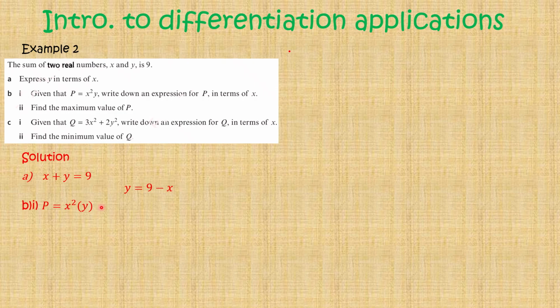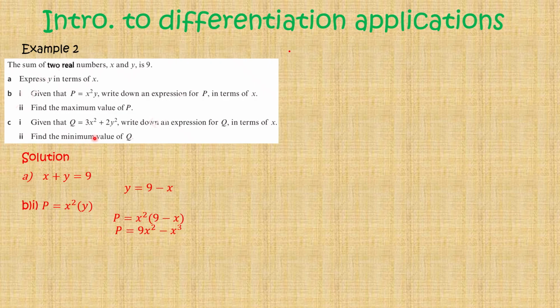Also knowing what y is, we are going to substitute for y so that we get p is equal to x squared times 9 minus x that we obtained in part A. Now, of course, expanding the bracket, we get p to be 9x squared minus x cubed. That will be the final answer.